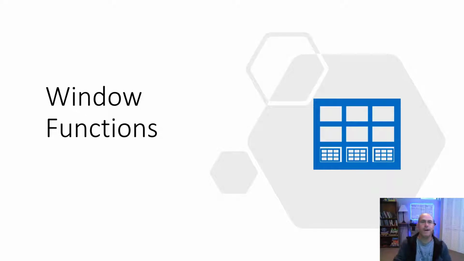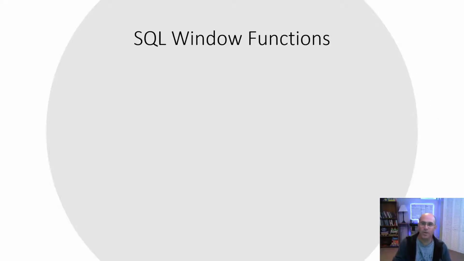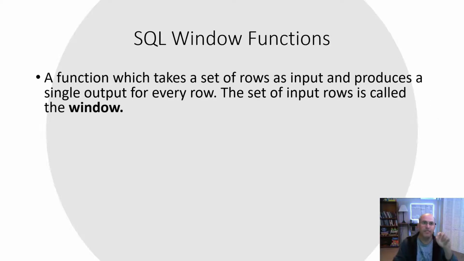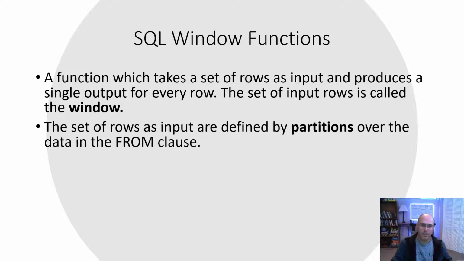All right, let's move on to window functions then. So window functions are a function which takes a set of rows, a group of rows as input, and produces a single output for every row. The input rows are called the window.